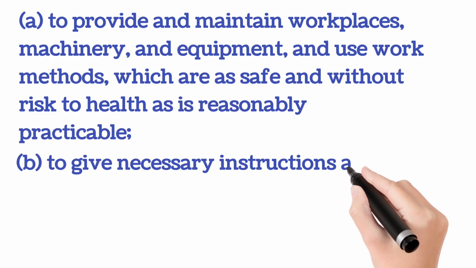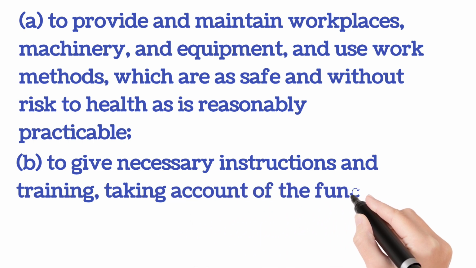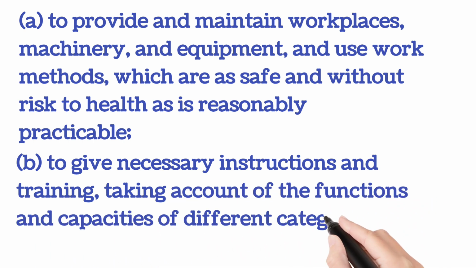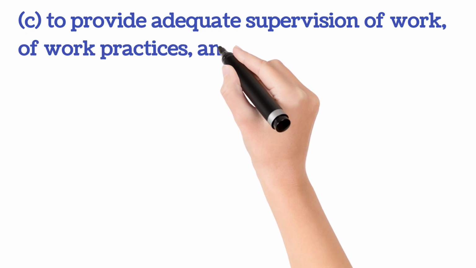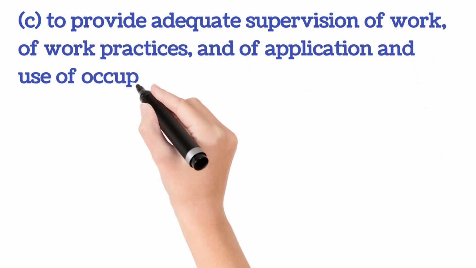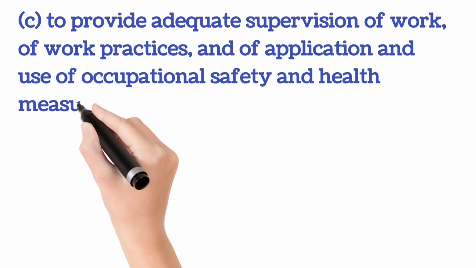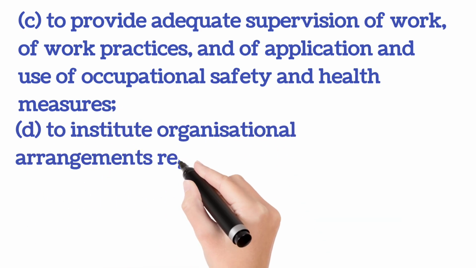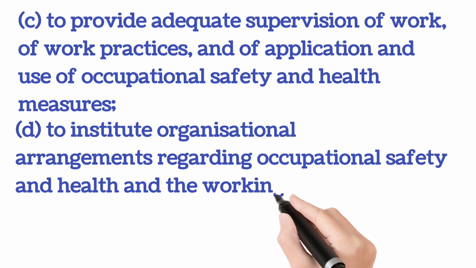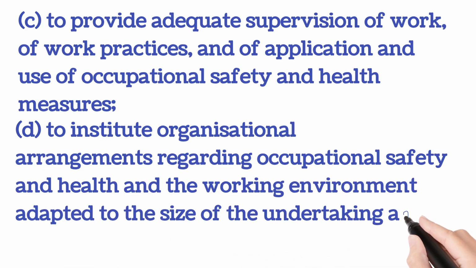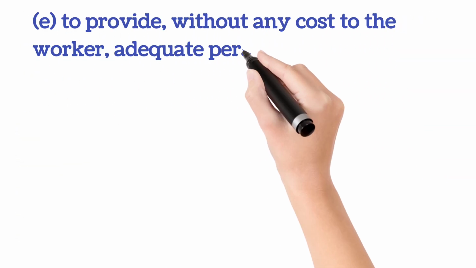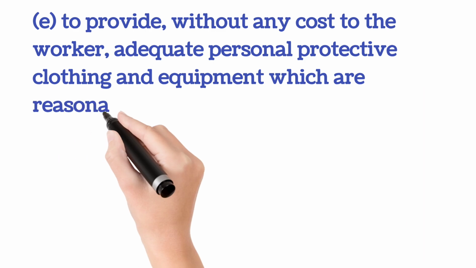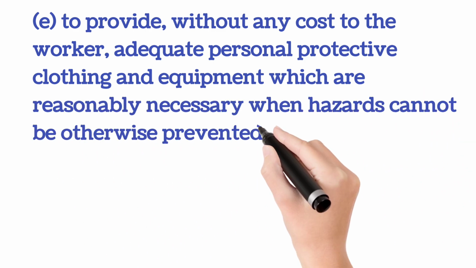B. To give necessary instructions and training, taking account of the functions and capacities of different categories of workers. C. To provide adequate supervision of work practices, and of application and use of occupational safety and health measures. D. To institute organizational arrangements regarding occupational safety and health and the working environment, adapted to the size of the undertaking and the nature of its activities.